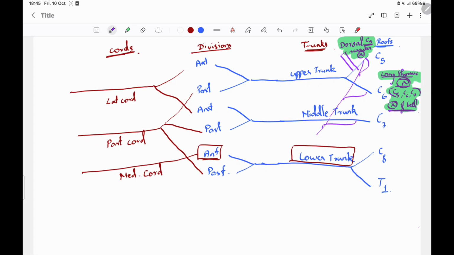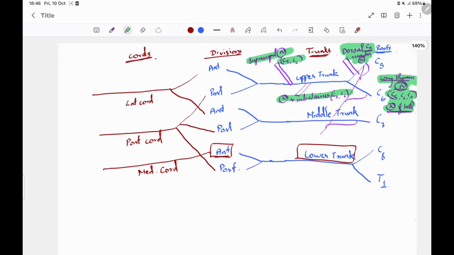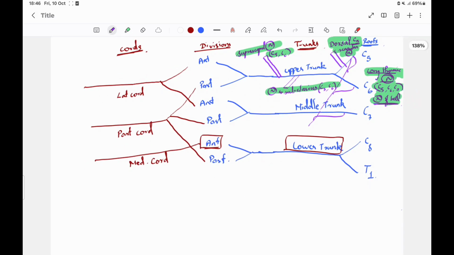From the upper trunk, there are the suprascapular nerve and the nerve to subclavius muscle. The suprascapular nerve has nerve roots C5, C6. The nerve to subclavius has C5, C6. And one more thing, there are no branches from the divisions.